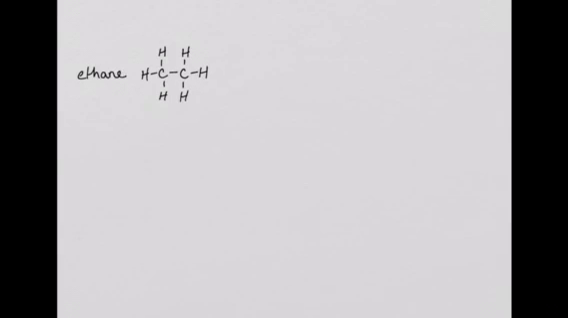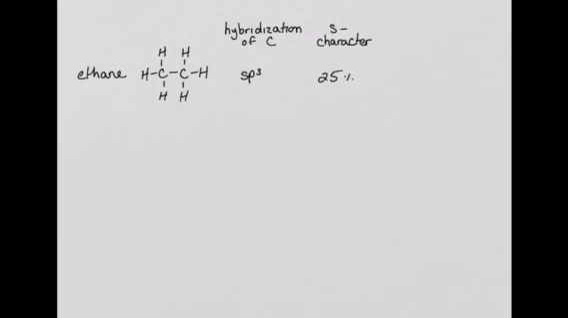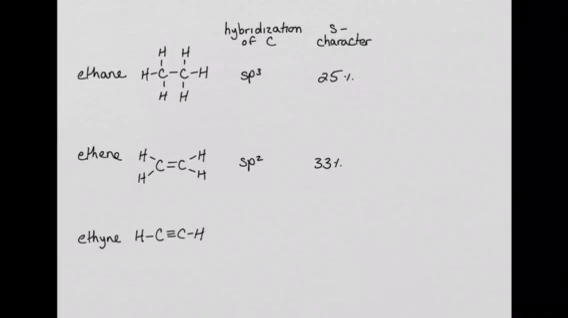In ethane, carbon and hydrogen are connected together using the sp3 hybrid orbitals of the carbon. These hybrid orbitals are 25% s and 75% p. In ethene, the carbon uses sp2 orbitals to bind to the hydrogen. These carbons' hybrid orbitals only contain 33% s character. In ethyne, the carbons are sp hybridized. These hybrid orbitals are 50% s character and 50% p character.